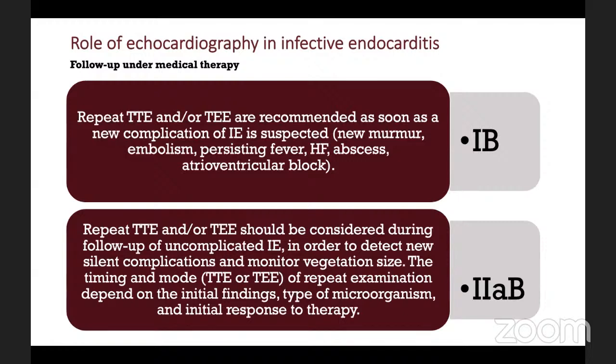Repeat transthoracic or transesophageal echocardiography is recommended as soon as a new complication of infective endocarditis is suspected, like a new murmur, embolism, persistent fever, heart failure, abscess, and atrioventricular block. Repeat transthoracic or transesophageal echocardiography should also be considered during follow-up of uncomplicated infective endocarditis in order to detect a new silent complication and to monitor the vegetation size. The timing and mode of repeat examination depend on the initial findings, type of microorganism, and initial response to therapy.